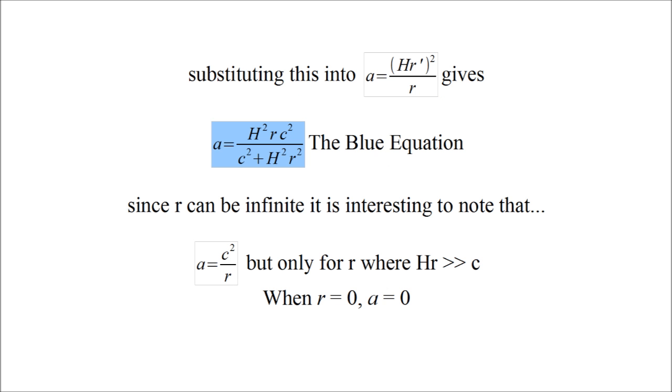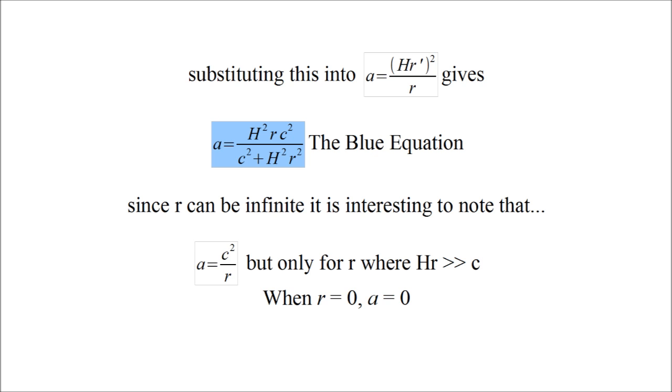Now, we put this new value for distance into our equation for acceleration. Since v is equal to hr prime, we can substitute it for v in a equals v squared over r to get a equals the quantity hr prime squared over r. And then using the relativistic length contraction for r prime, we get a value for relativistic acceleration due to a contracting frame. Acceleration a is equal to h squared times r times c squared over the quantity c squared plus h squared times r squared. Let's call this the blue equation.